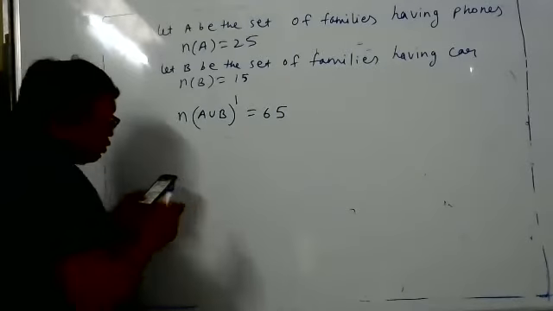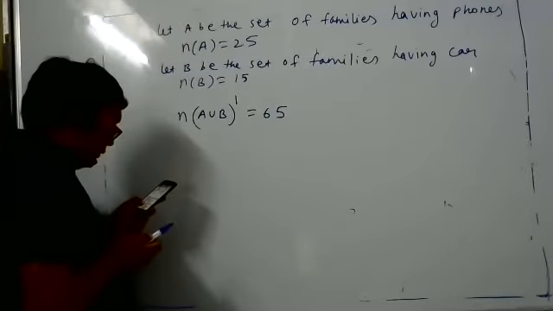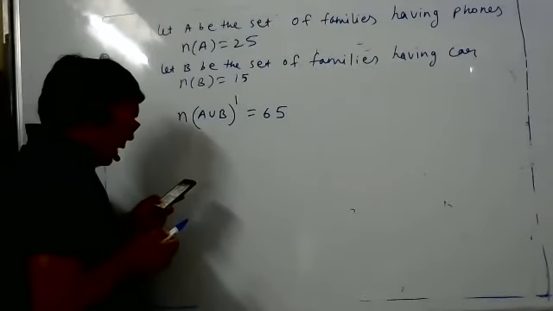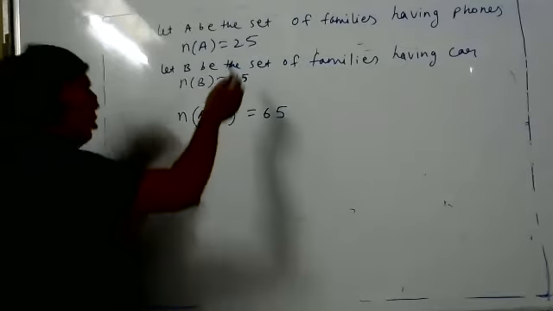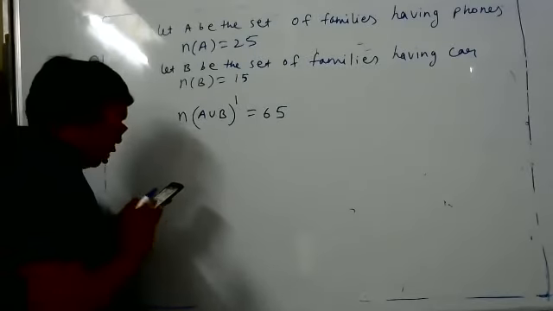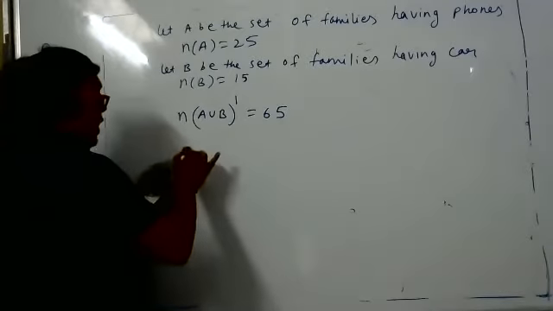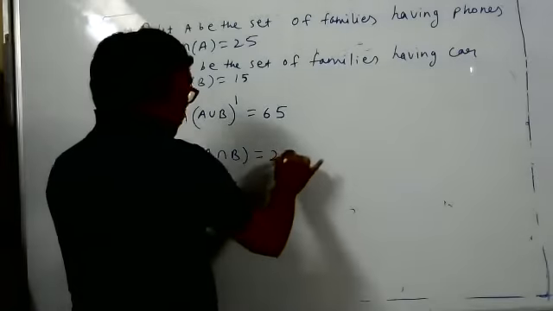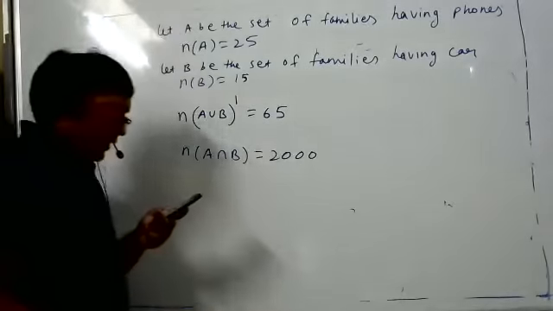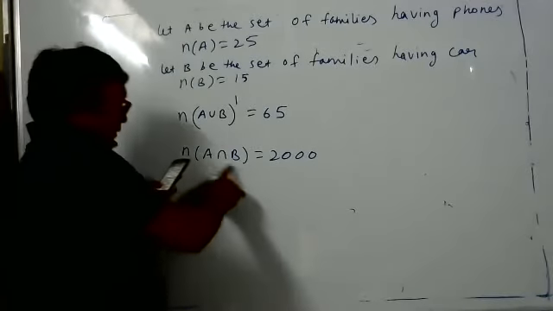This we know. 2000 families own both a car and a phone. Then shall I do 20% only? Wait, 2000 families own both a car and a phone. So the number of A intersection B. Here some mistake is there for me, 2000, let us rectify later.